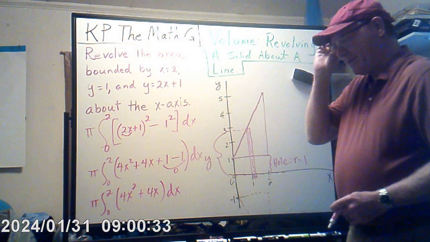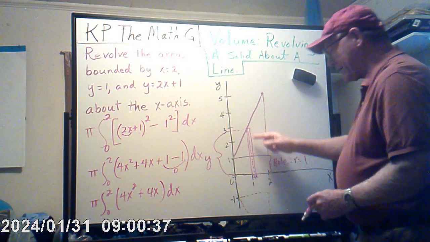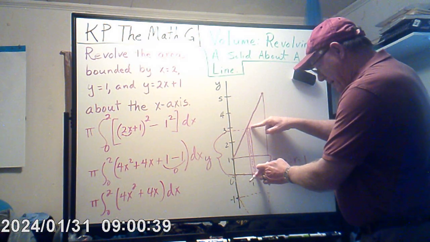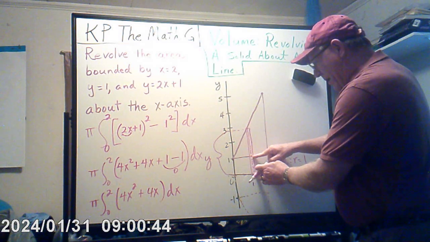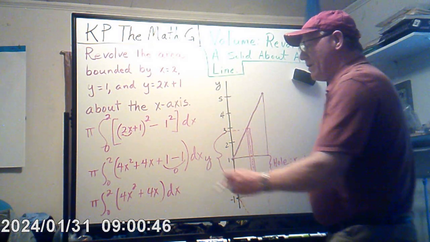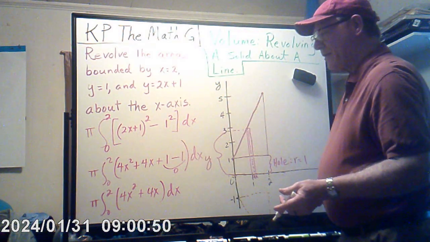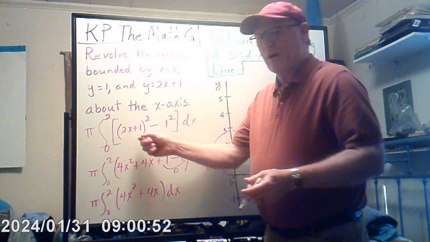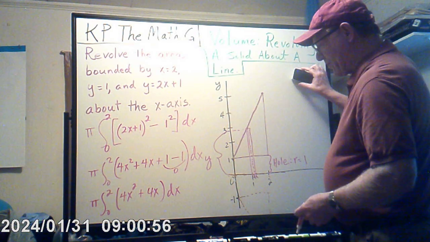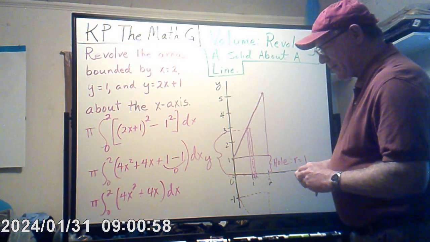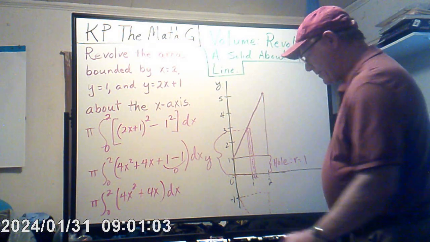There it is. The idea is just learning how to set this up. y squared minus 1 squared. Well, we know, again, y is 2x plus 1, so I'm squaring that y. I'm going to flip this over. It's 4x squared plus 4x dx. Alright, so let's do that.